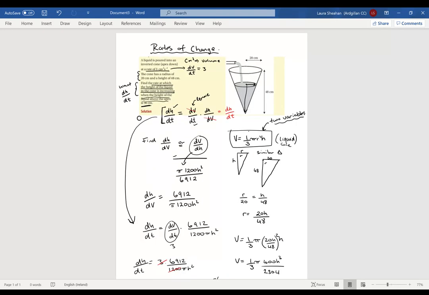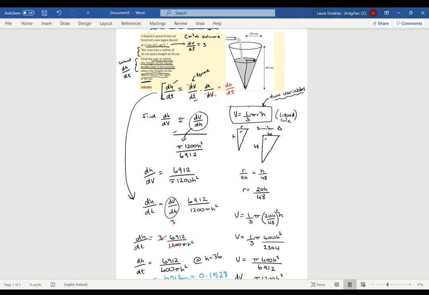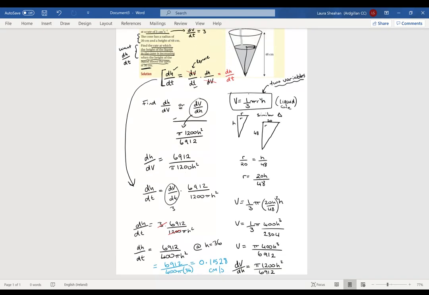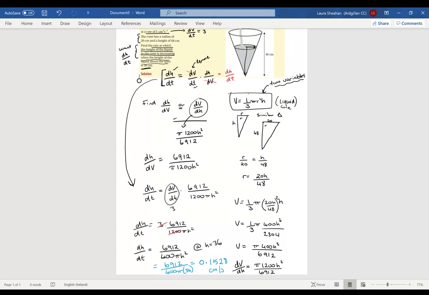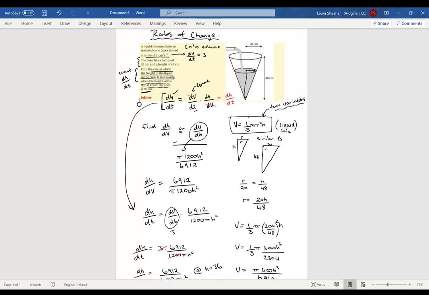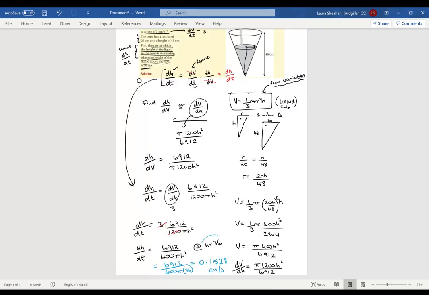Okay, and that makes sense. The volume is only 3 centimeters cubed per second, so the volume is moving very, very slowly, hence the rate of the height would be moving very slowly as well. So the ultimate question was to find the rate at which the height of the liquid in the cone is increasing when the height of the liquid above the apex is 36, and that's what we did.